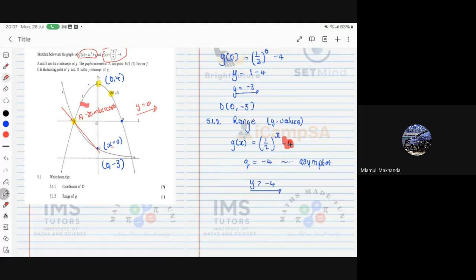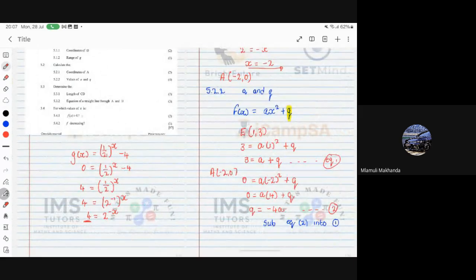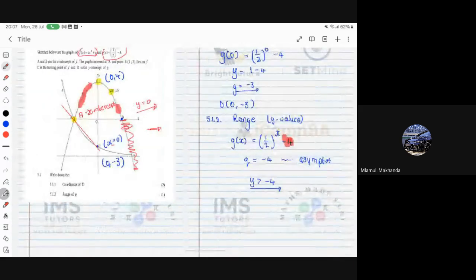So this is the parabolic function here, and you can see that it's below 0. It's below the x-axis. So from here, going from B in that direction, this function is below 0, and we are looking for the values whereby the function is greater than 0.